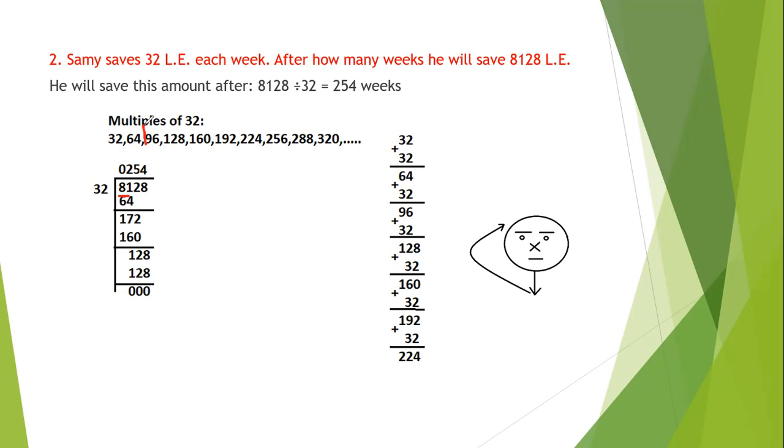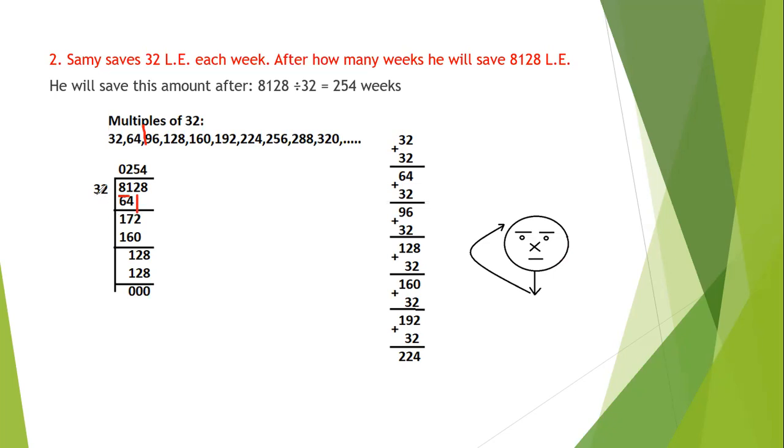How many multiples before 81? 2 multiples, 2. Then multiply, 2 times 32, 64. Let's subtract 81 minus 64, 17. Bring down 2. 172, repeat.